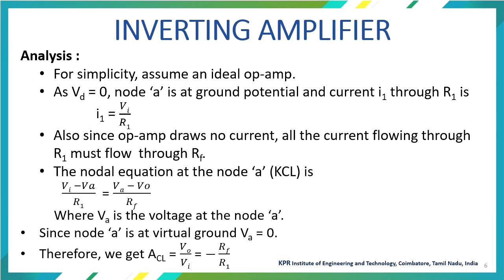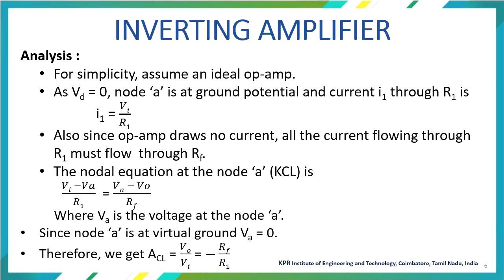We have seen the basic construction of the inverting amplifier. Now let us move on with the analysis of the inverting amplifier. For simplicity, let us assume an ideal op-amp. As Vd, the difference potential between the input terminals, is equal to 0, node A is at ground potential, and the current I1 through R1 is equal to Va by R1. Also, since the op-amp draws no current, all the current flowing through R1 must flow through RF.